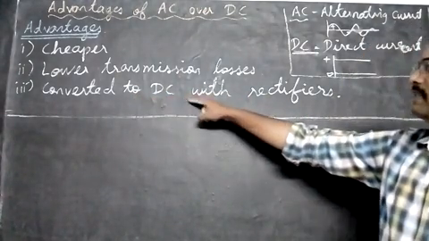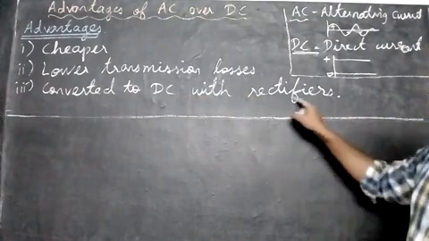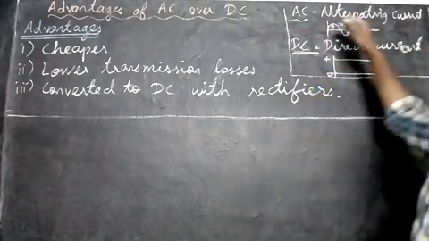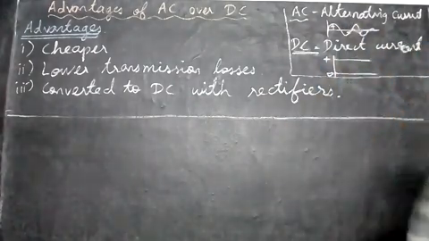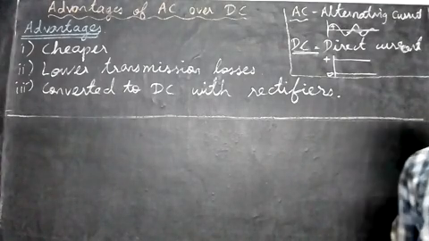Now next, the third point: AC is converted to DC, meaning the alternating current is converted to direct current with rectifiers. Rectifiers, or eliminators as we say, will change alternating current into direct current. Commonly we use this now. The name rectifier only will be new, but we use it now.